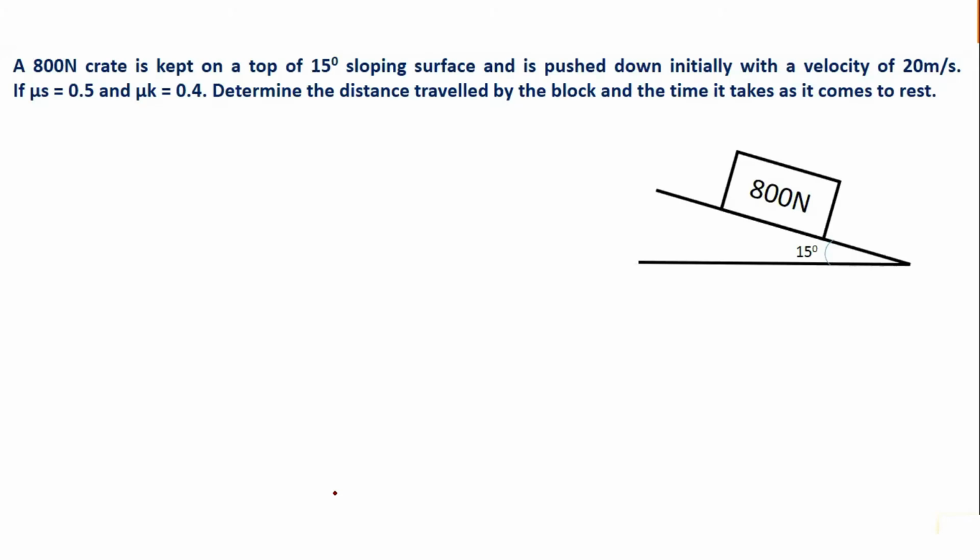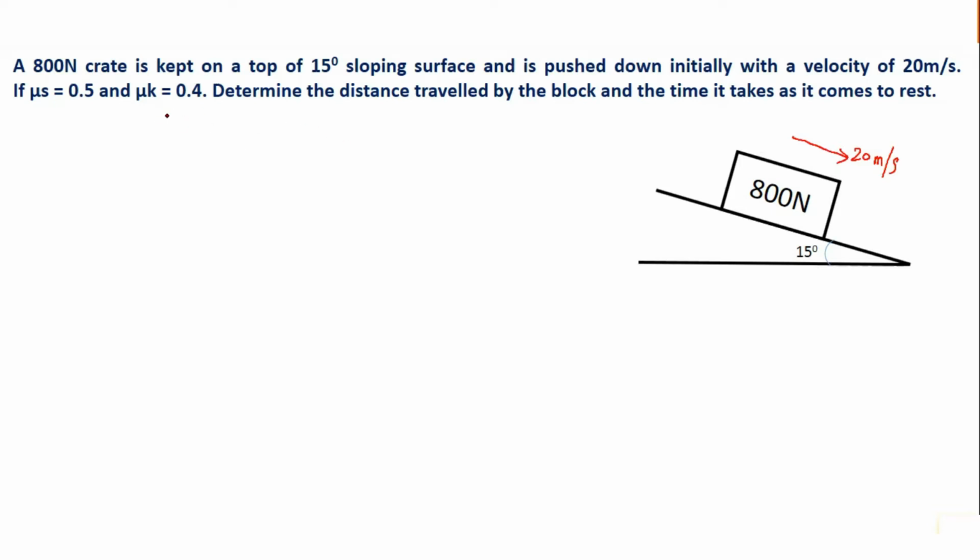The next question says, an 800 Newton crate is kept on top of a 15 degrees sloping surface and is pushed down initially with a velocity of 20 meters per second. So let me make that. There is a crate which is kept on a 15-degree inclined plane and it is pushed down with a velocity of 20 meters per second, if mu s is equal to 0.5 and mu k is equal to 0.4.